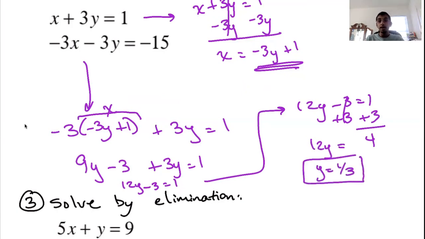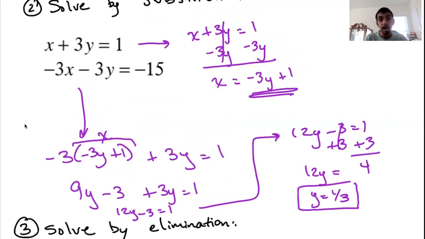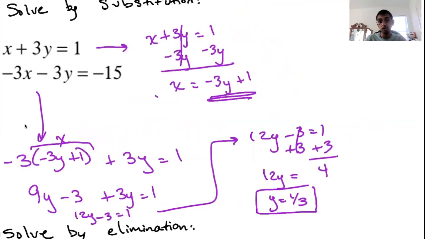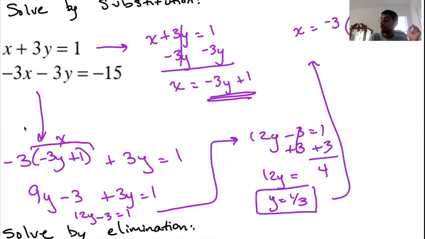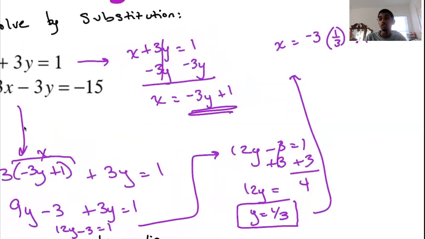And now that we know that y is equal to 1/3, now we can just plug in the 1/3 into the first equation again, or the second equation. Either way, it works. We plug that 1/3 into one of these equations, and we can solve for x. Since I've already isolated for x right over here, I'm just going to plug into that. So x is equal to negative 3 times 1/3, because 1/3 is equal to y. We'll add 1.